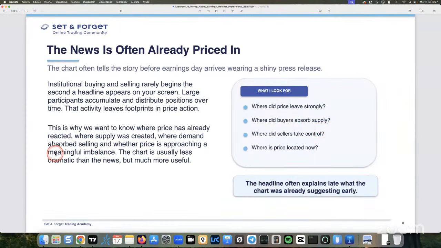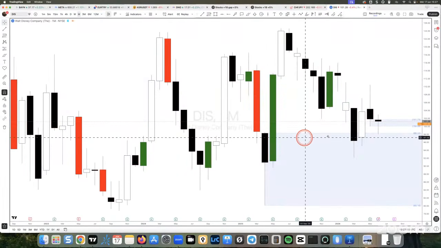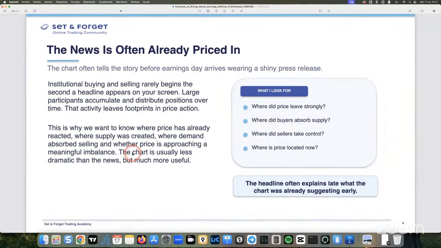So this is why we want to know where price has already reacted, where supply and demand are created, in this case on Disney, on this monthly demand level, and if supply was absorbed by demand or the opposite, and whether price is approaching a meaningful, a very important imbalance, because you should not be trading against it. The chart is usually less dramatic than the news, but much more useful.